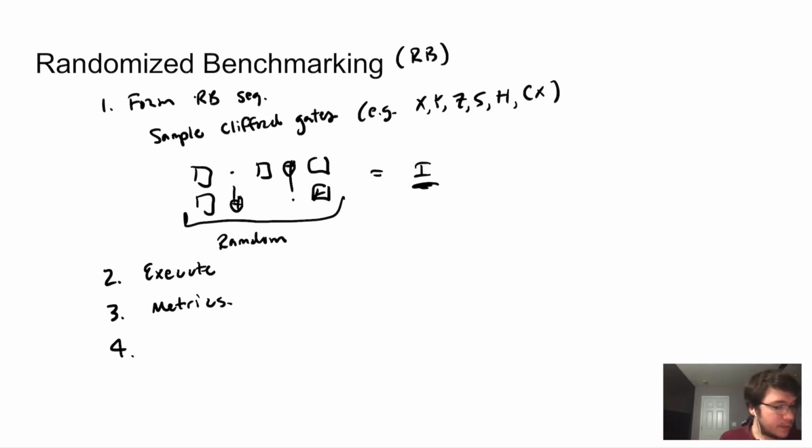Okay, so step 4 would be to average the measurements to obtain the sequence fidelity. So let's write average sequence fidelity. And this basically tells us what is the chance of any one of these Clifford gates having an error on them. Okay, and so then 5 would be to repeat for many k.